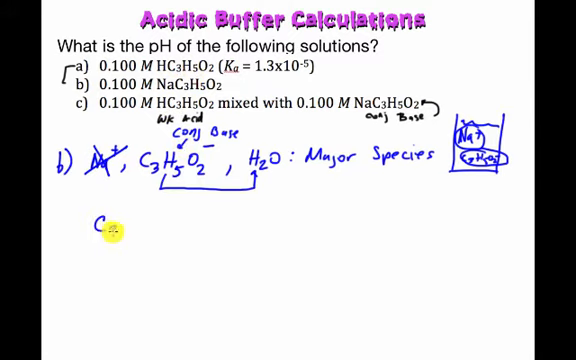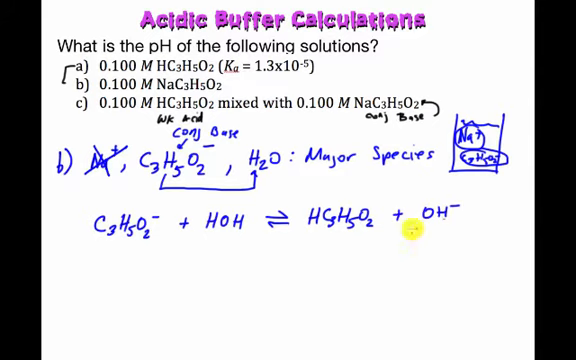What's going to happen is that C3H5O2 minus is going to react with water. I'm going to rewrite water as HOH so you can see what's going on. And this is that hydrolysis of salts. So I'm going to have HC3H5O2 plus what's left over, which is my hydroxide ion.